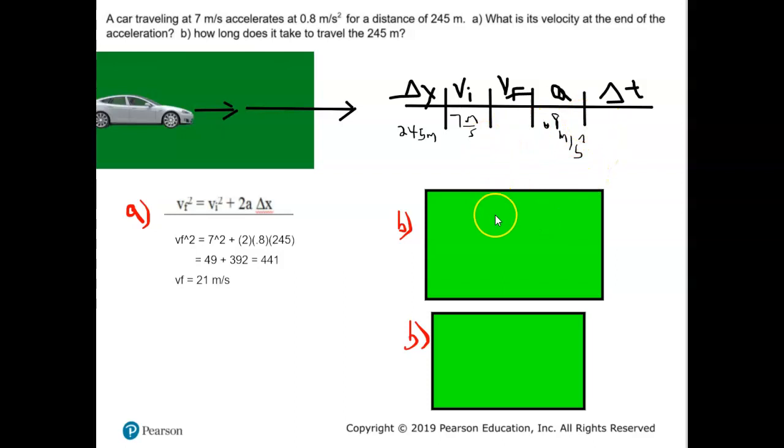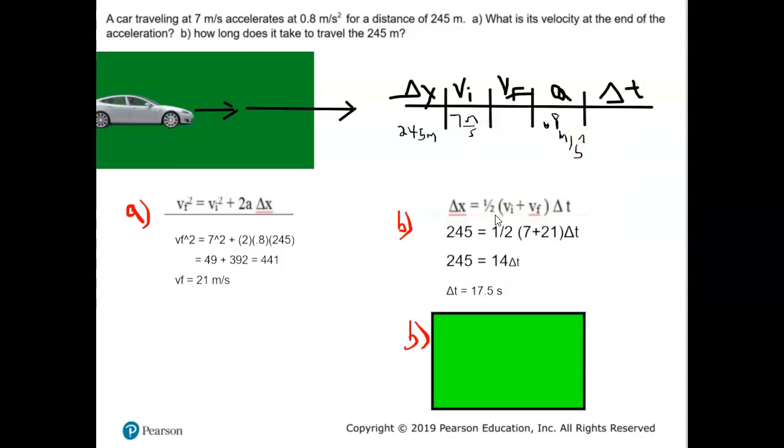We can use any of them. There are two that are about equally difficult, so I use this one first. So 245 was the displacement, 1/2, initial velocity was 7, final velocity we got over here is 21, and we're looking for time. You're going to solve. So it's 28 divided by 2 is 14. And you're going to solve for t and get 17.5.